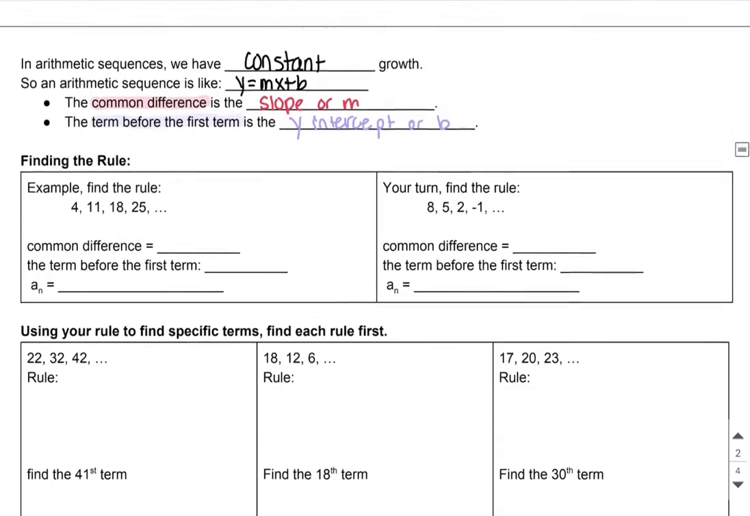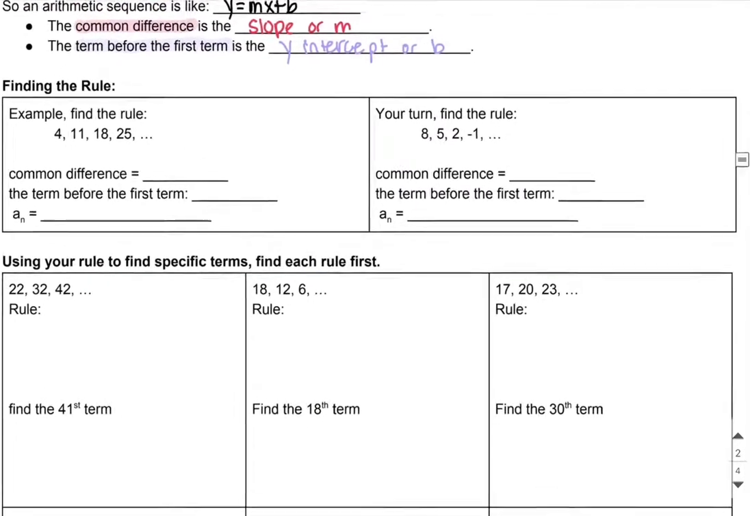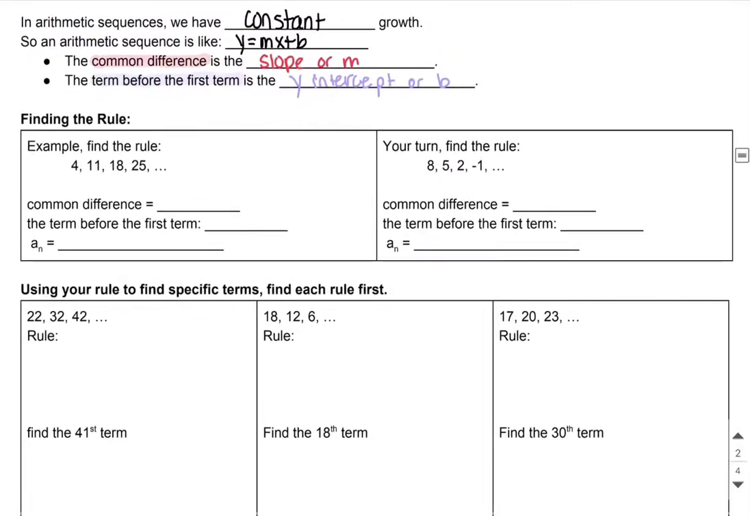Okay. So finding the rule. I have an example. I want to find the rule with this list that's been given to me. First, I'm going to find the common difference. So I know that from 4 to 11, I'm adding 7 each time. If I tell you this is an arithmetic sequence, I know I'm adding the same thing every time, and I can check that. But yes, to get from 11 to 18 and 18 to 25, I also added 7. The common difference then is 7.